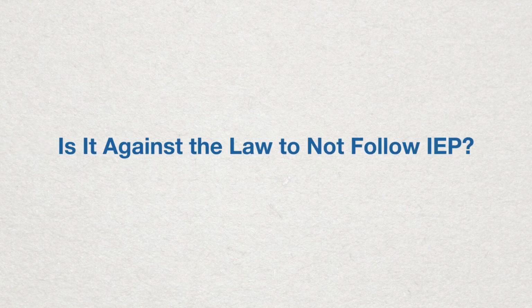Is it against the law to not follow an IEP? An Individualized Education Plan, or IEP, is a written document that outlines the educational plan for an individual student with special needs. It may be developed at any point during the school year, but it should be reviewed annually and revised as needed. An IEP helps to ensure that each child's unique strengths are identified and addressed, while their areas of need are also considered.